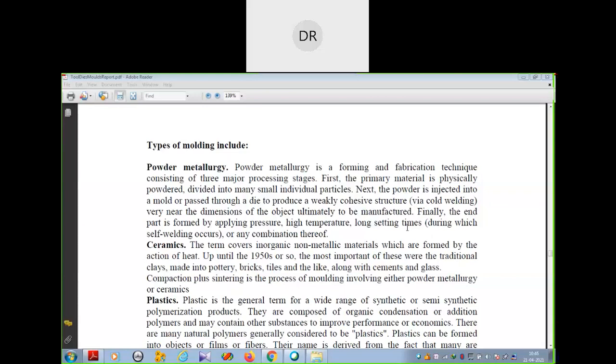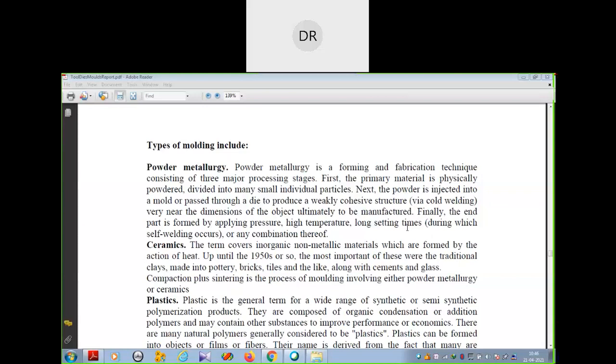So powder metallurgy is a technique of forming and fabrication. There are three major processing steps. One is that the primary material is physically powdered using some devices into very small individual particles. Then this powder is injected into the mold or passed through the die to produce a very weakly cohesive structure via cold working, very near the dimensions of the object ultimately to be manufactured.